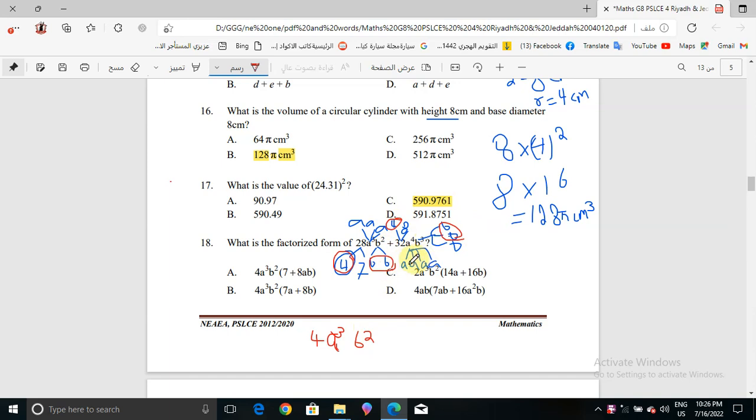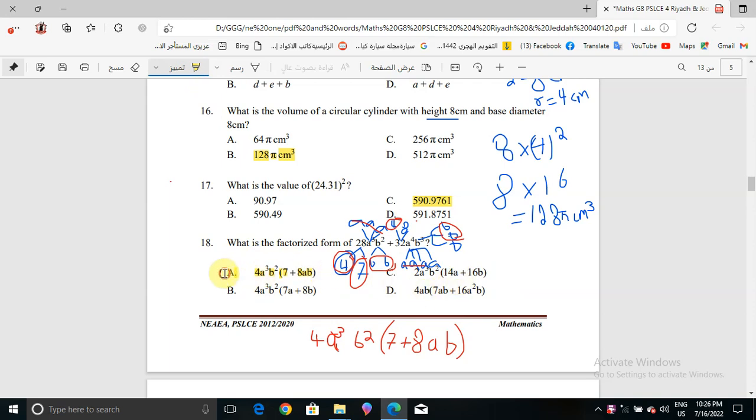Then what's left here is 7, in brackets we will put 7. Then what is left here is 8, and a and b, so plus 8ab. So this equation, the answer will be in choice A: 4a cubed times b squared times 7 plus 8ab.